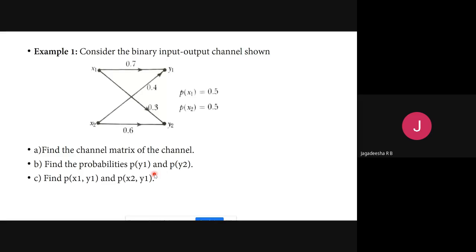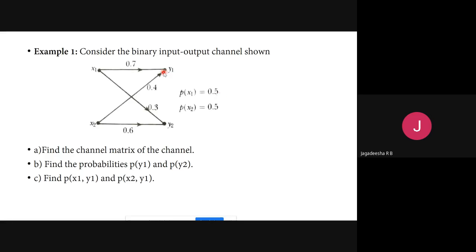Okay, I will anyway solve this. First case is the channel matrix. So how to find the channel matrix? The channel matrix is nothing but the conditional probability of y and x, right? Probability of y provided you know the input probabilities.